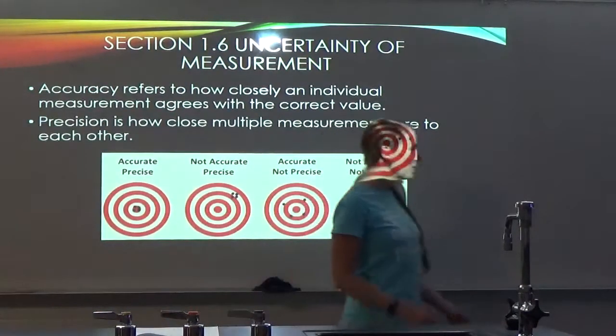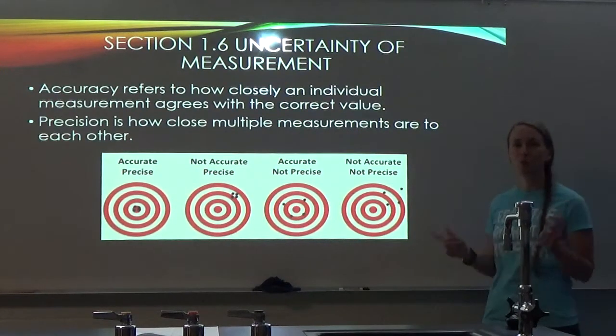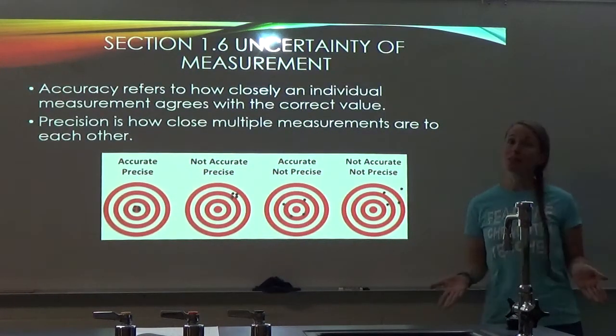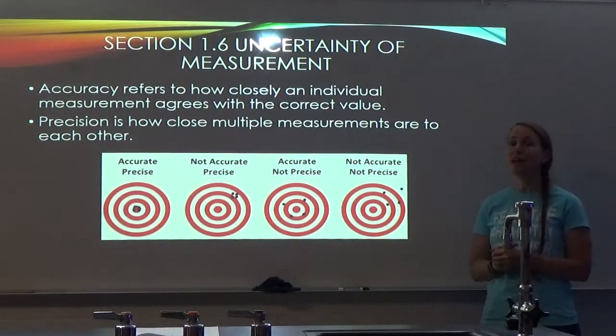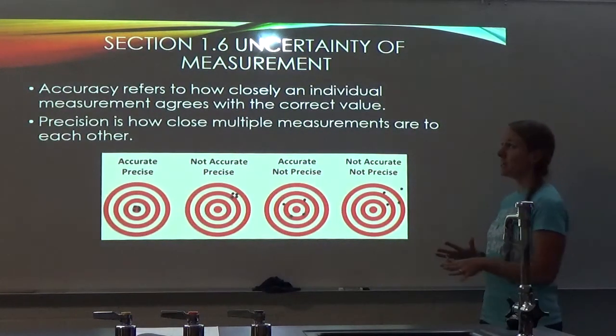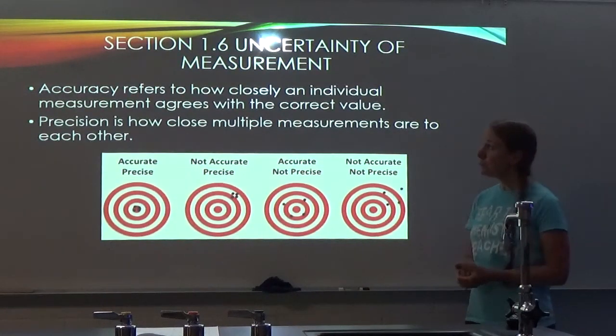Alright, so this is our third video for AP Chem for Chapter 1, and so we're going to focus on Section 1.6. And so we're going to go into significant figures and uncertainty of measurements, which again should be a review for you from Honors Chem. So, accuracy refers to how close an individual measurement agrees with the correct value.